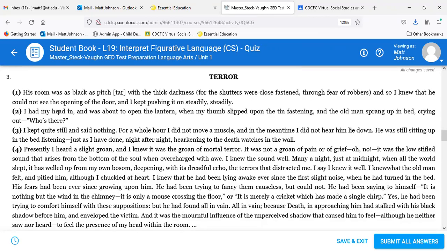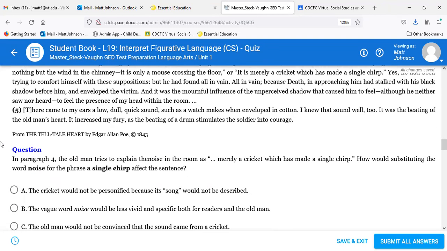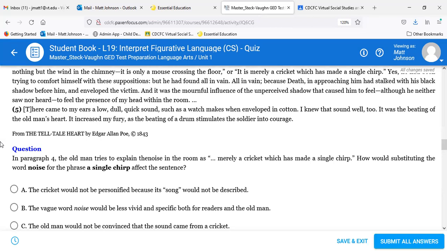So again, our Edgar Allan Poe passage here. So Sasha Gay, could you read number 3 for us? In paragraph 4, the old man tries to explain the noise in the room as merely a cricket which has made a single chirp. How would substituting the word noise for the phrase a single chirp affect the sentence?